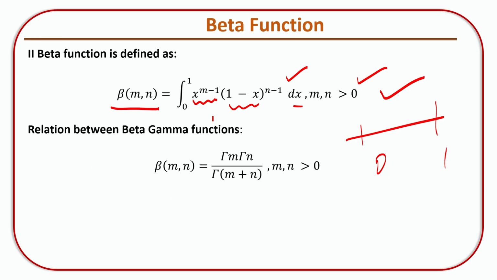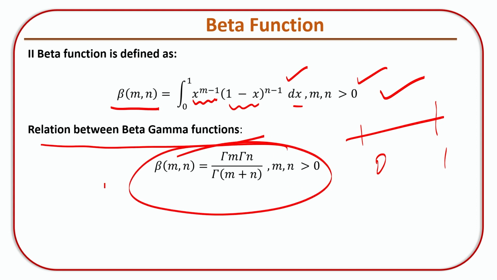So there is a relation between the beta function and the gamma function, right. How can we find out the relation? It is very easy to do. At this moment I am going to leave it for you, but it's very easy to do.